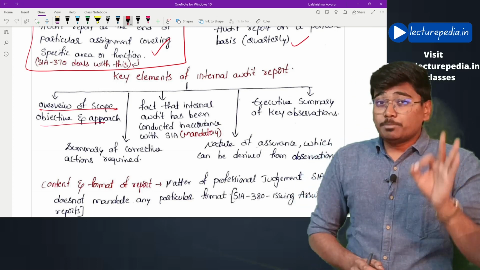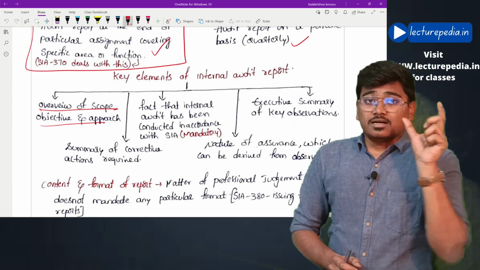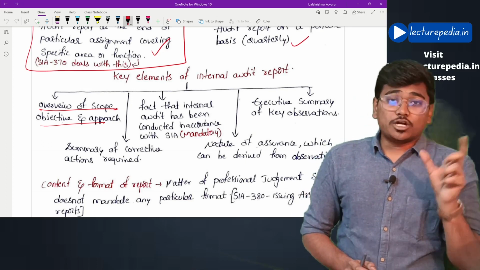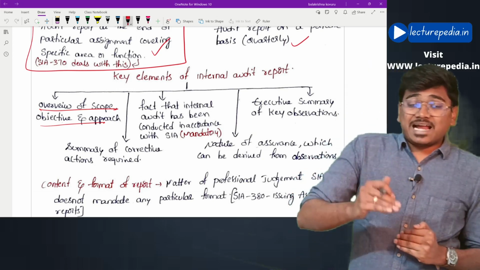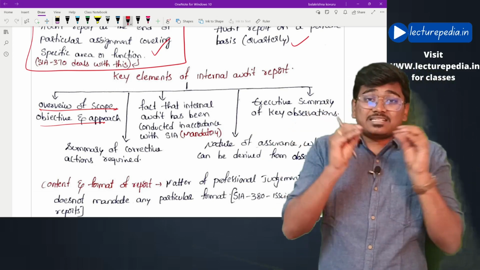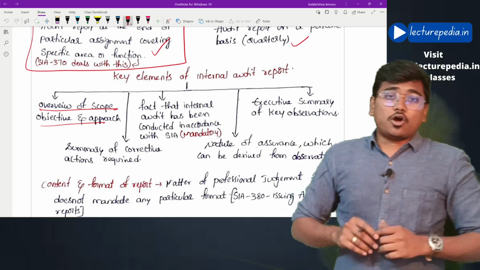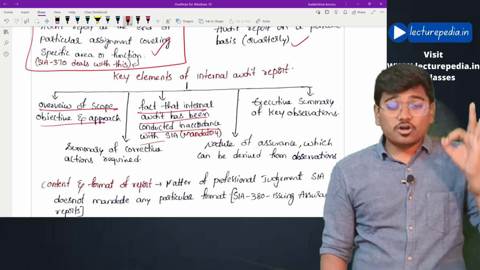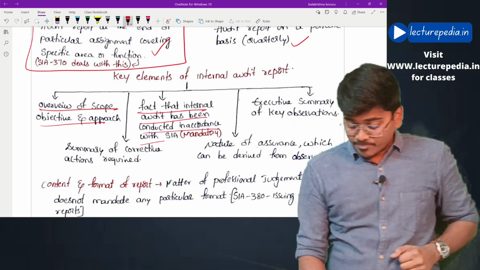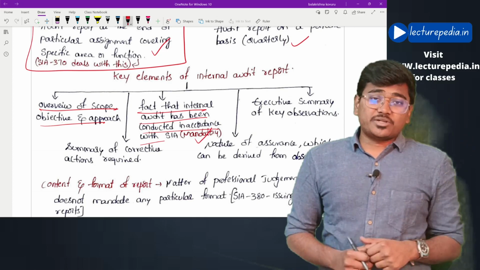Next, you should mention this particular paragraph mandatorily. What is that? Our audit has been conducted in accordance with standards on internal audit. This line must be present in the internal audit report. The fact that the internal audit has been conducted in accordance with standards on internal audit must be mandatorily present.